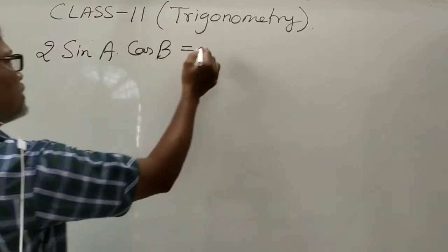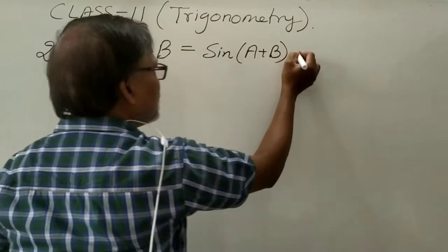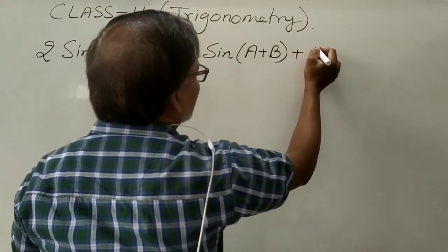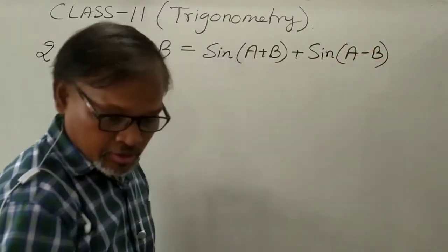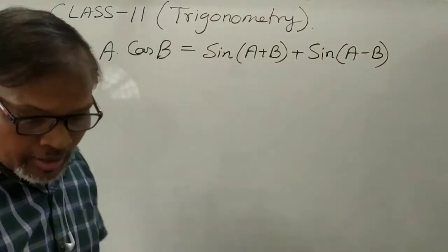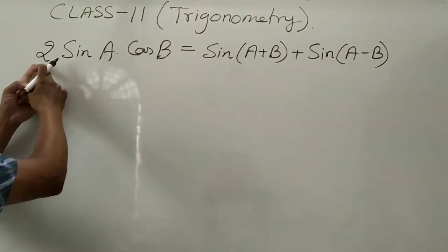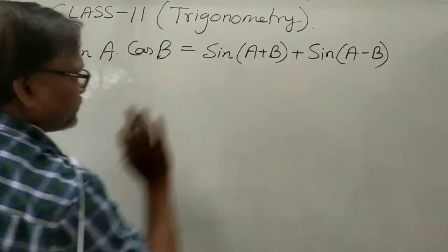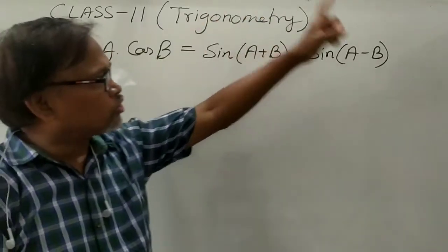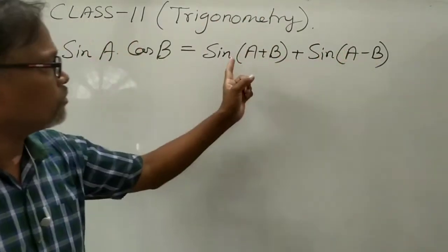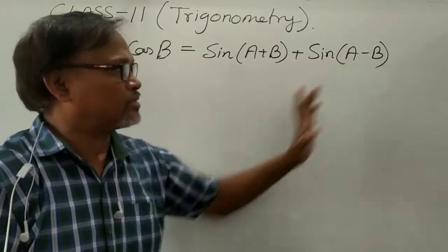Then what is the formula? This will be sin(A plus B) plus sin(A minus B). This is the formula of 2 sin A cos B. This is in product and changing into the sum and difference. So first you will write sin(A plus B) and plus sin(A minus B).